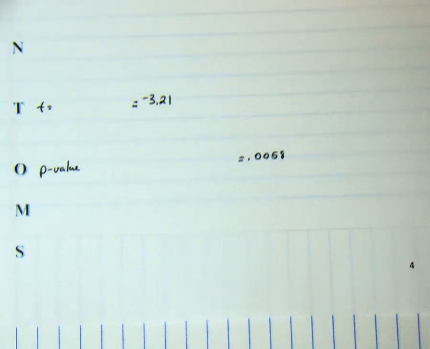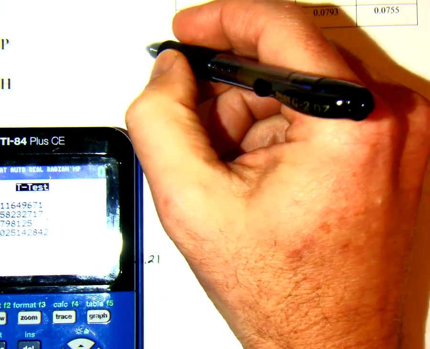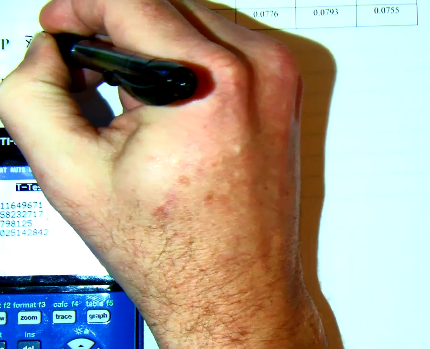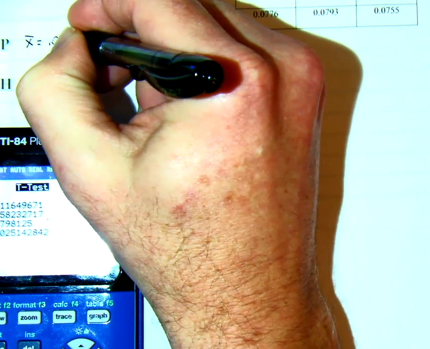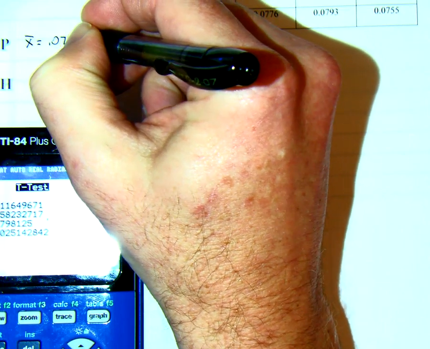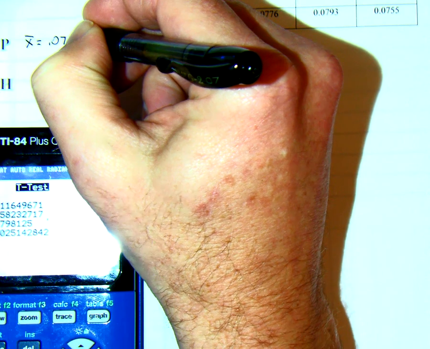We're ready to go. So, if I look at my calculator, we can write down some of the things that we need to write down as far as my parameters go. Okay? I know that we have a sample mean of 0.079. What did I write down? Oh, I wrote that all the way up.